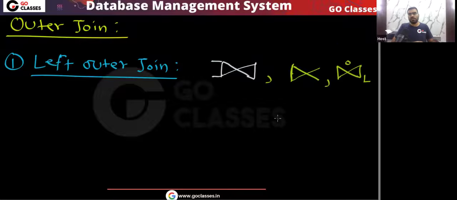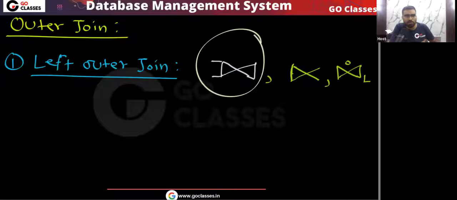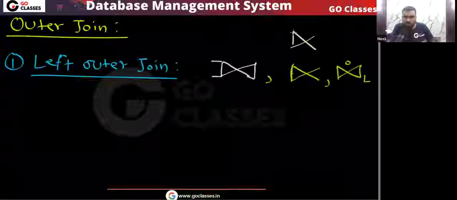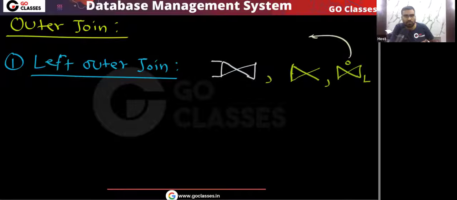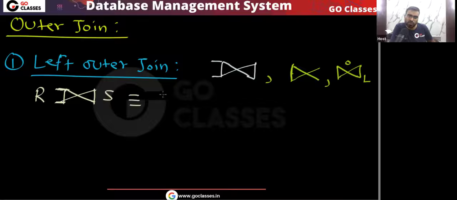Is this clear? Please tell me, did you understand the symbol? So this is most commonly used. In this, I put the extension on the left, which means this is left outer join, or this O means outer join and this L means left. So this is your left outer join. So in this left outer join, what do we do? This is the symbol: R left outer join S, or you can write it like this, R left outer join S.